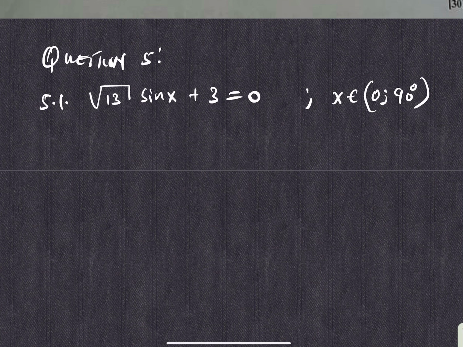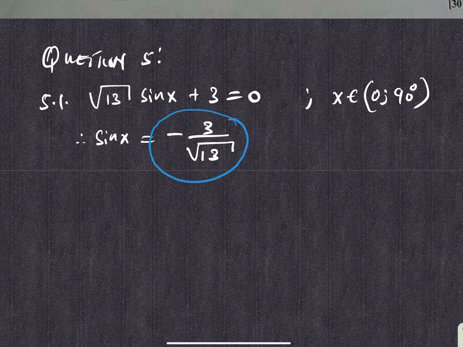Think about it. We are going to play with the situation to say that sine x is equal to negative 3 divided by the square root of 13. Our x should be in the first quadrant. That means this must be positive because of the acute angle. So when sine x is negative, where is sine negative? In the third quadrant and the fourth quadrant.